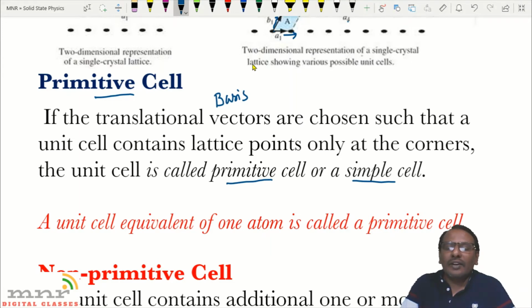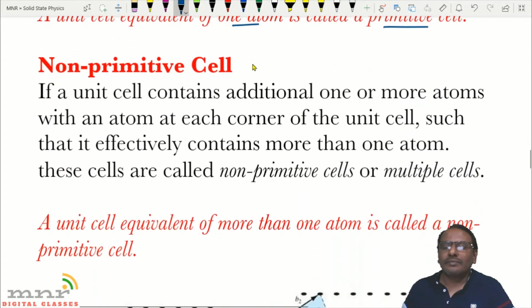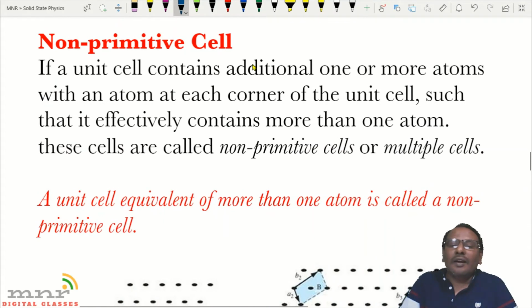A simple unit cell or the primitive unit cell is equivalent of one atom. If we calculate the total number of atoms present in the unit cell, that will be equal to one atom, and such a unit cell is called a primitive unit cell. It is not the only possibility, we can have other possibilities also. Accordingly, we have another type of unit cell that is called non-primitive unit cell.